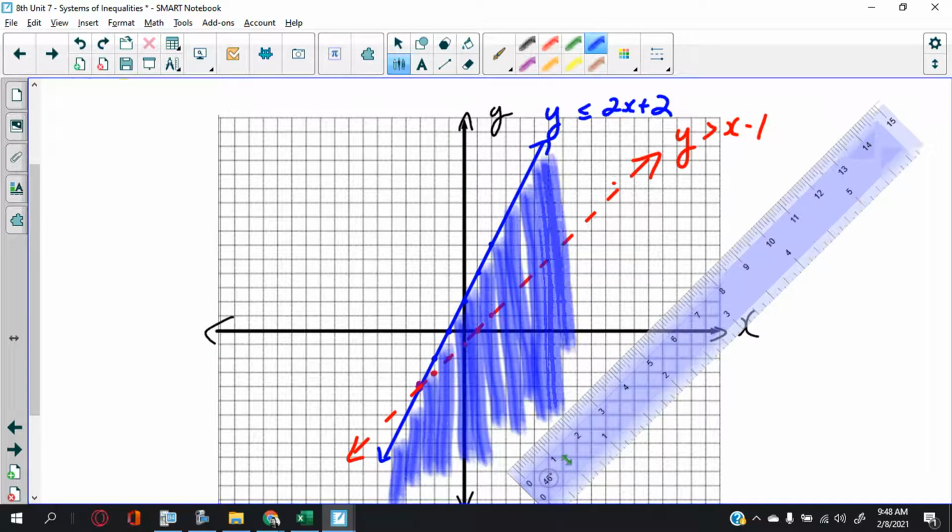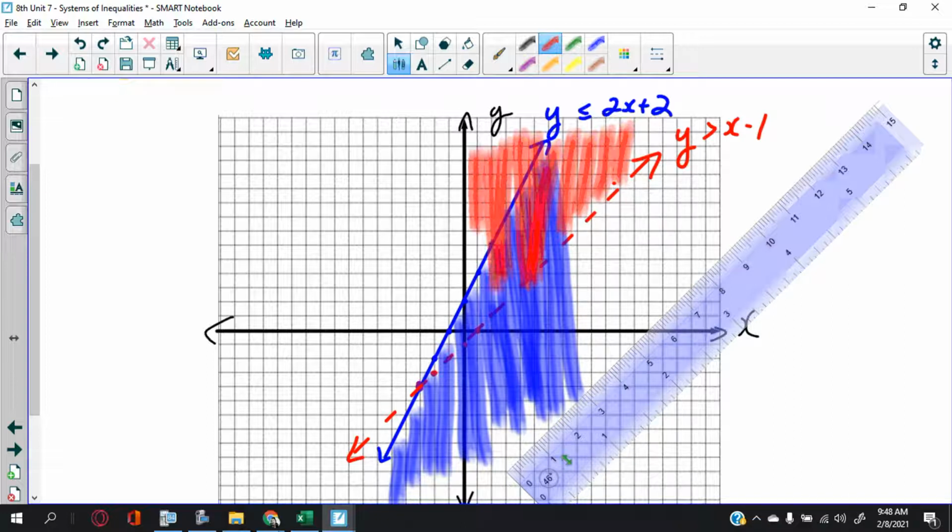Again, if you have a pencil, I would just use a pencil for shading purposes. Okay, all right. Now, for this one, this is greater than, so I'm going to shade above. Okay, all right, I can see where this is going. All right, maybe not the best choice of color. So let's see.